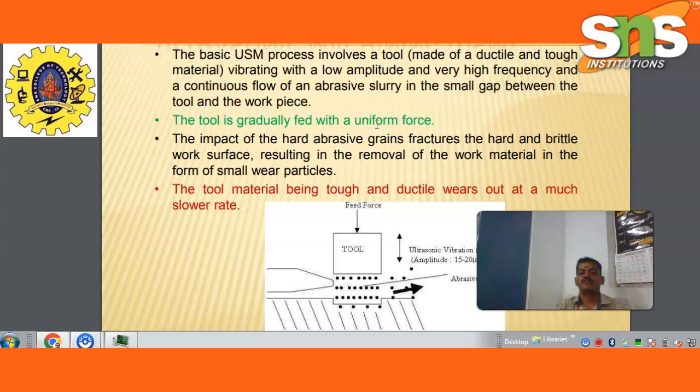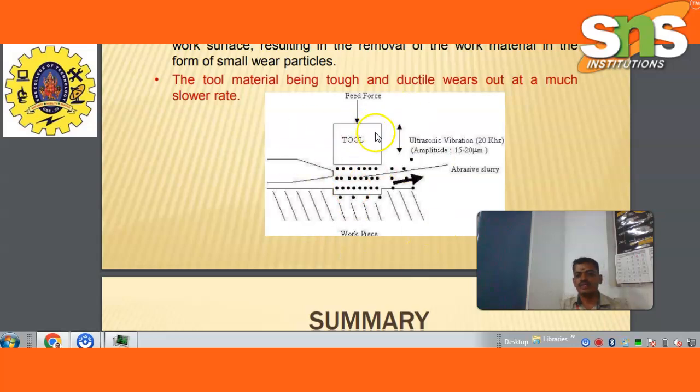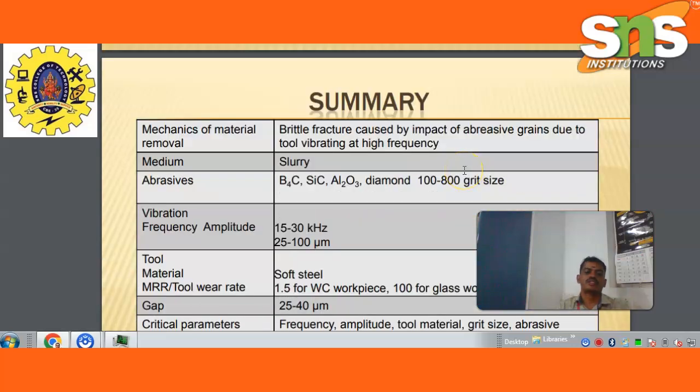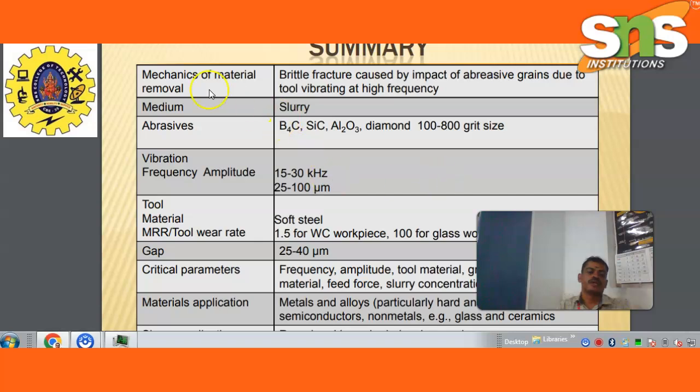The impact of hard abrasive grains fractures the hard and brittle workpiece, resulting in the removal of the work material in the form of small wear particles. The tool material, being tough and ductile, wears out at a much slower rate. These are the examples: the feed force acting on the tool, material removal, the ultrasonic vibrator 20 Hz, amplitude 15 to 20 microns. This is the abrasive slurry. These are the workpieces.